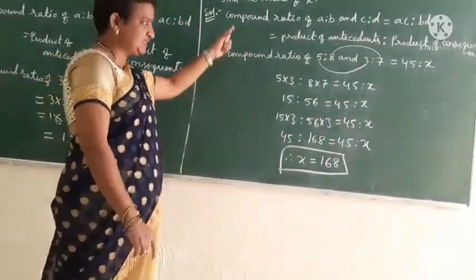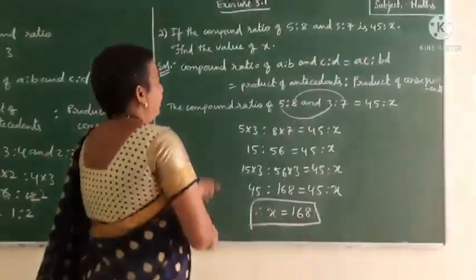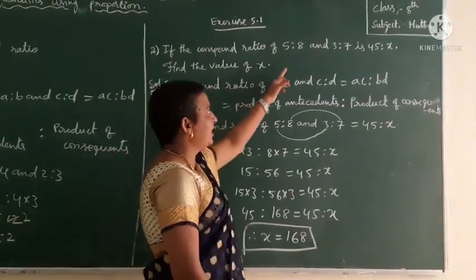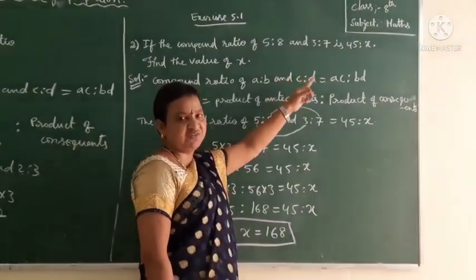Okay children, once again I repeat. The compound ratio of 5:8 and 3:7 is 45:x.